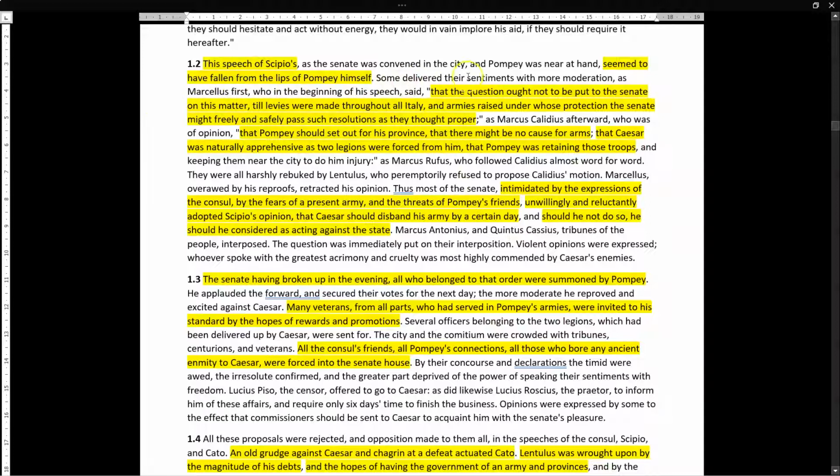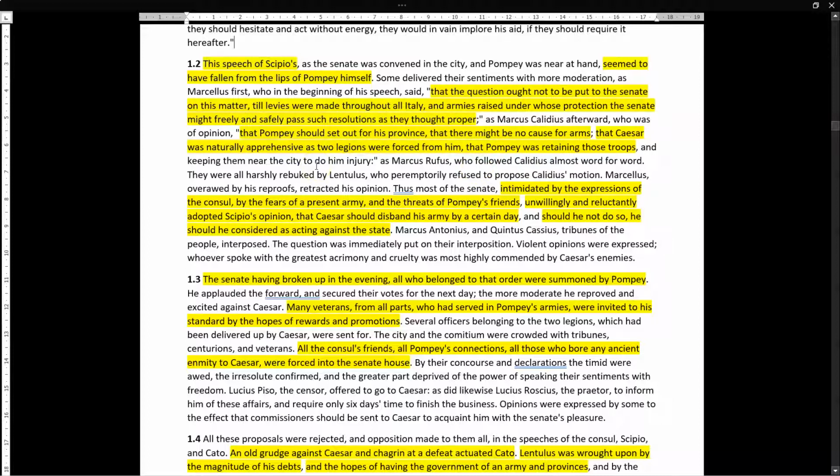Marcellus also then gives a speech that the question ought not to be put to the Senate on this matter till levies were made throughout Italy and armies raised under whose protection the Senate might freely and safely pass such resolutions as they thought proper. And another man says Pompey should set out for his province, that there might be no cause for arms, that Caesar was naturally apprehensive as two legions were forced from him and Pompey was retaining those troops. So basically he's suggesting that the Senate, through the consuls and others, is escalating the situation by raising an army when Caesar's not done anything yet. Caesar just sent a letter and now they're raising armies.